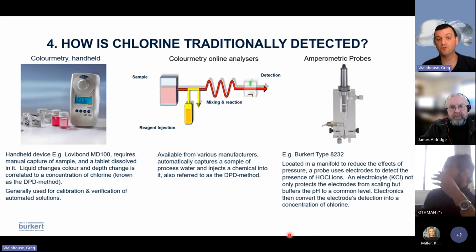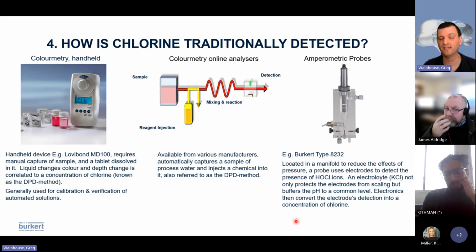Another method that we generally tend to see is an amperometric sensor. Now, Bürkert do have amperometric sensors in our portfolio, things like our type A232, and there are various different manufacturers on the market that offer traditional amperometric probes like you see on screen now. That's a Bürkert type A232. They are typically located in a manifold, so you can just about see the manifold here and then the probe inserted in the manifold.